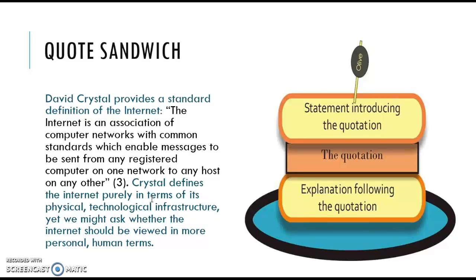So in this case, my explanation or discussion is that Crystal defines the internet purely in terms of its physical, technological infrastructure, yet we might ask whether the internet should be viewed in more personal, human terms. So I'm giving an explanation of what his definition involves, and I'm also pointing to some limitations within it. Presumably then, after this, I'd go on to talk about my own claim that the internet should be viewed in more personal, human terms.